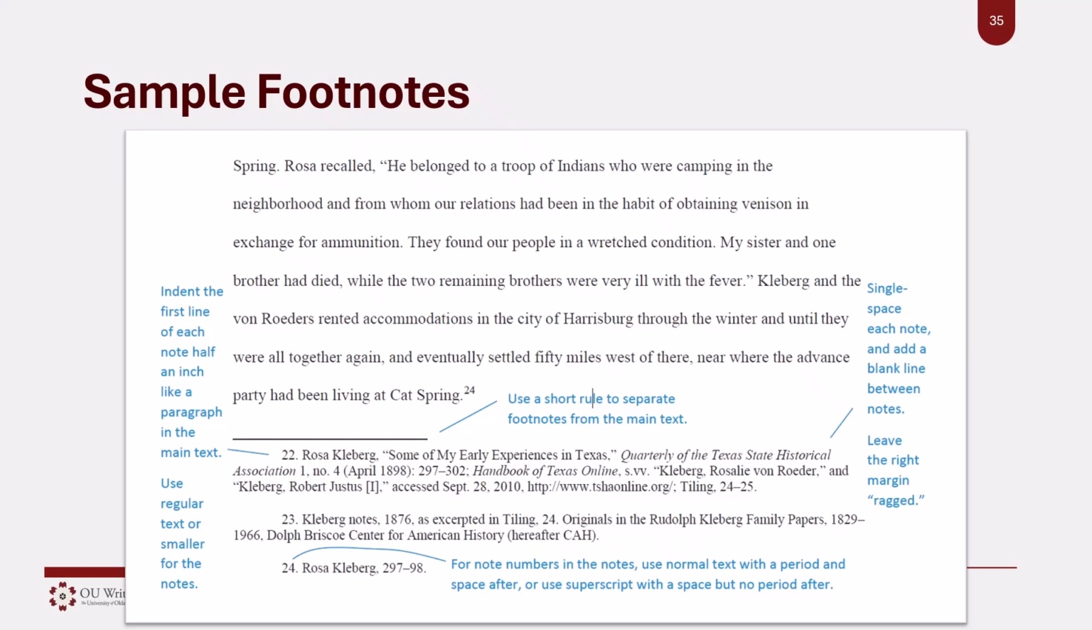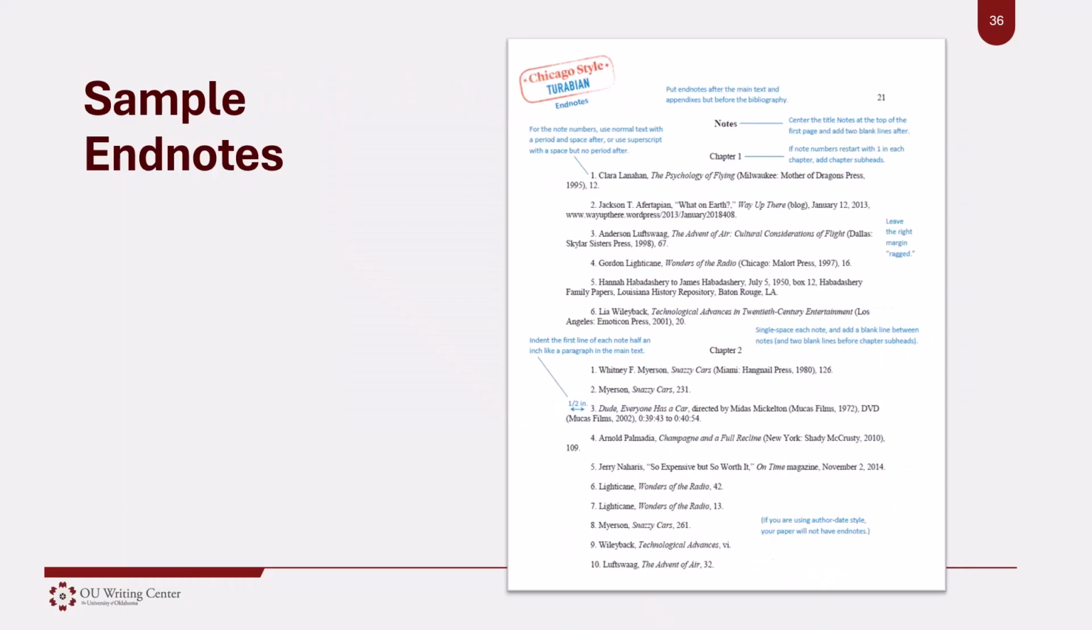Here's an example of some footnotes. You can see the first use of the source and then the shortened note afterwards. Here's what endnotes look like. The format of each entry stays the same, a full note followed by a shortened version, but endnotes come at the end of your text. Always clarify with your professor what their preference is.